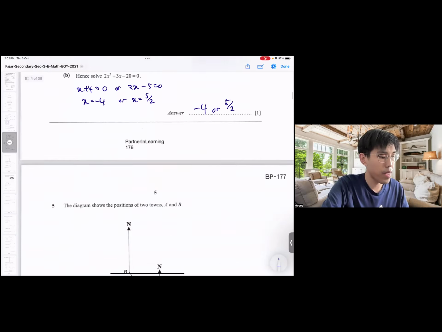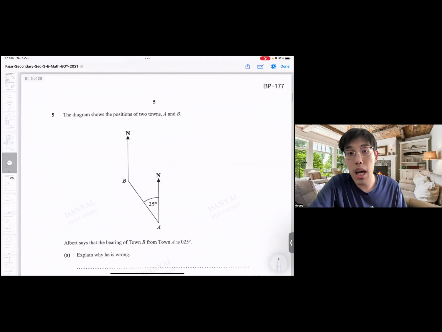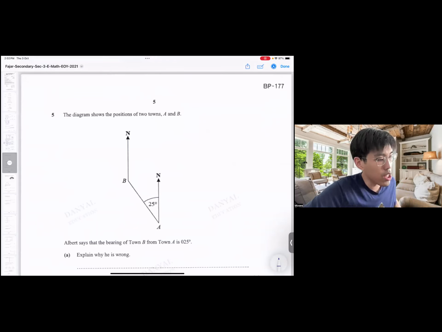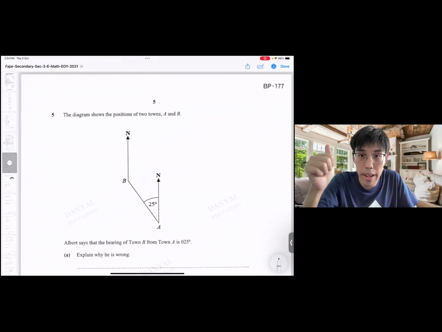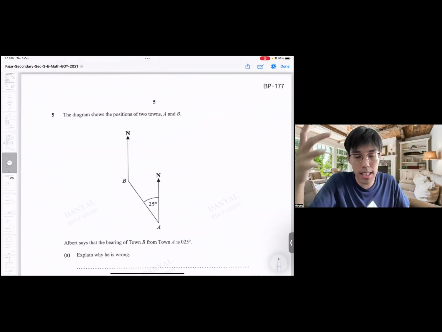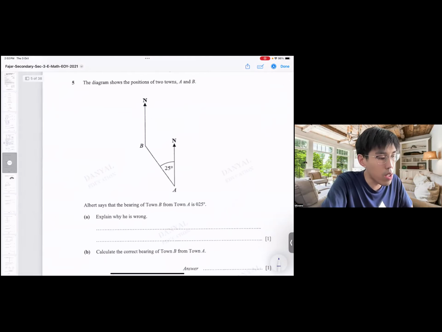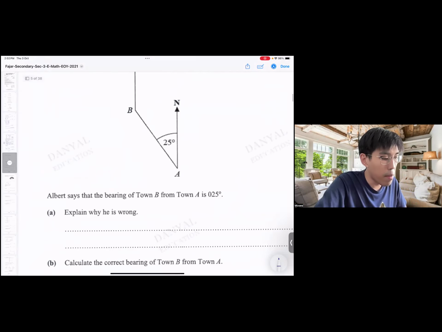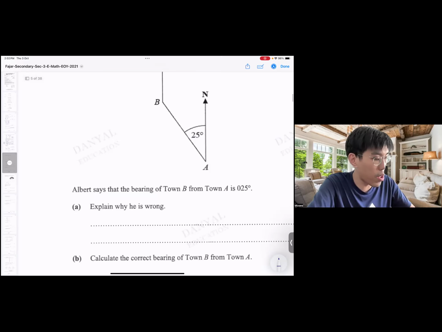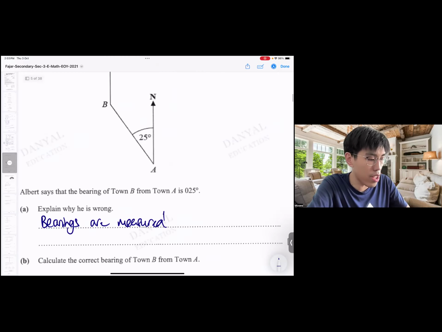Okay, next. This one, applications of trigonometry, bearing. We are talking about things like bearing, and angles of elevation and depression. These two are things that you must know. So the position of two ships A and B, the bearing of B from A is 25. Obviously, it's wrong. Why? Because bearings are measured in a clockwise direction.